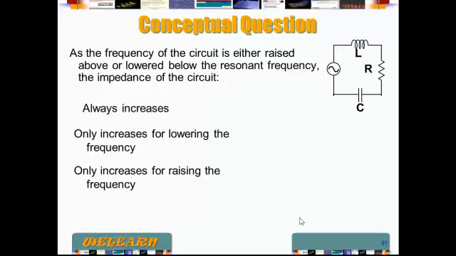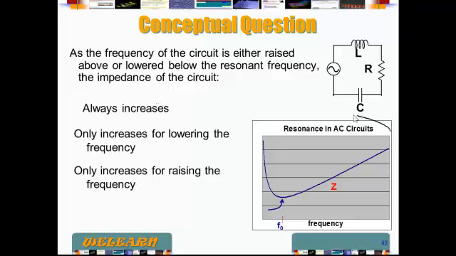Okay, in this case, we are told as the frequency of the circuit is either raised above or lowered below the resonant frequency, what happens to the impedance of the circuit? Does it always increase, or increases only for lowering the frequency, or increases only for raising the frequency? Okay, the answer is it always increases, because remember, for the resonant frequency, we should have the lowest impedance. So if we change the frequency either way, we are going to go higher than the lowest impedance.